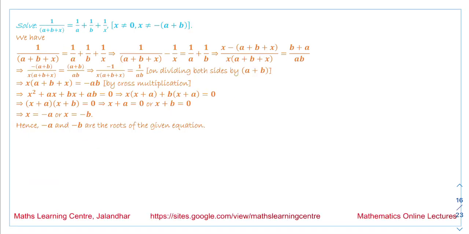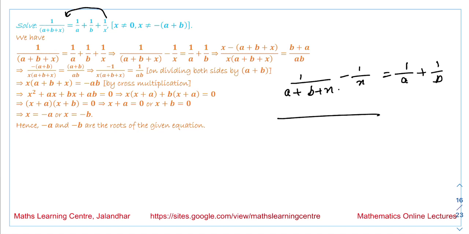Next, this equation is given to us and we have to solve this equation. So it is 1 over a plus b plus x, and we shift this to this side, it is minus 1 over x is equal to 1 over a plus 1 over b. So if we take the LCM of this side, it is x into a plus b plus x. This is x minus a minus b minus x. We take the LCM over here, it is b plus a.